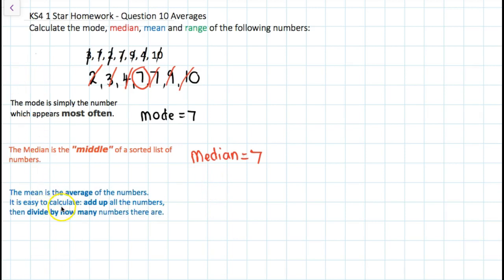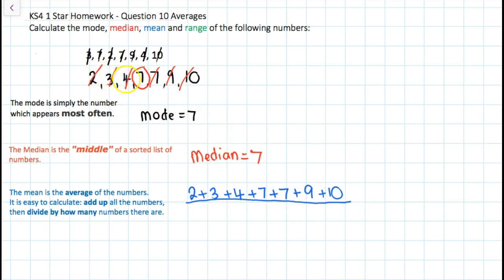Now the mean is the average of the numbers, and it's easy to calculate by adding them all up, then dividing by how many numbers there are. So in an exam, this is what I'd write down. We've got 2, add 3, add 4, add 7, add 7, add 9, add 10. Now that is all being divided by, so I'm going to use the fraction line for that, because remember the fraction line means divided by how many numbers we've got.